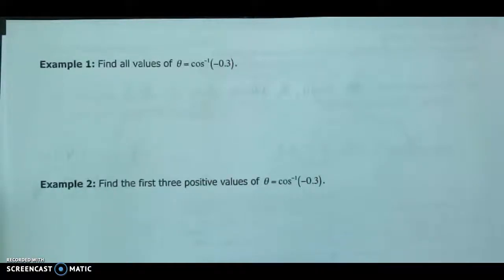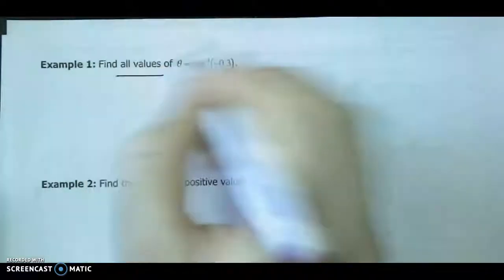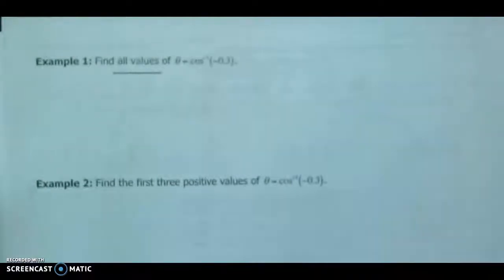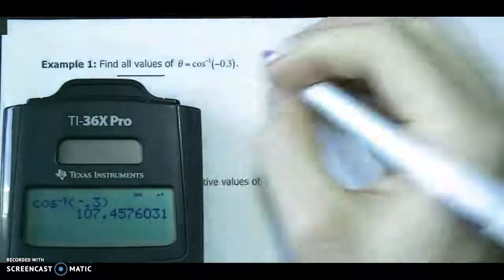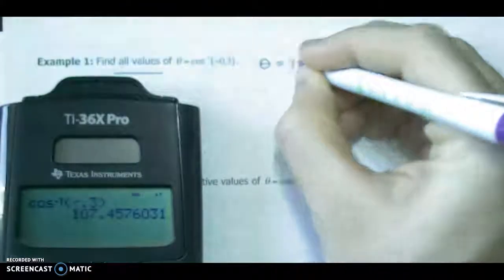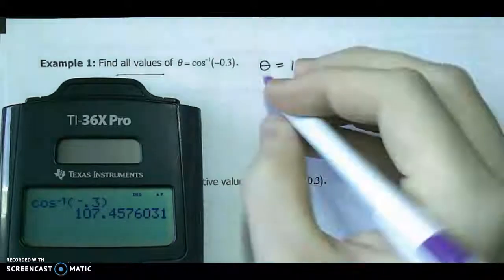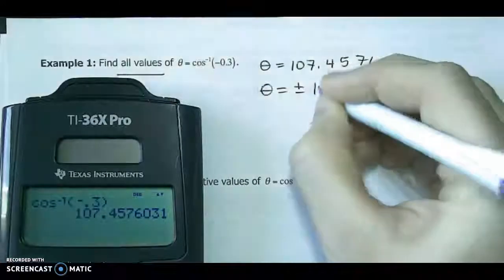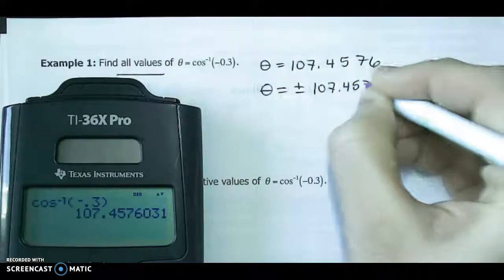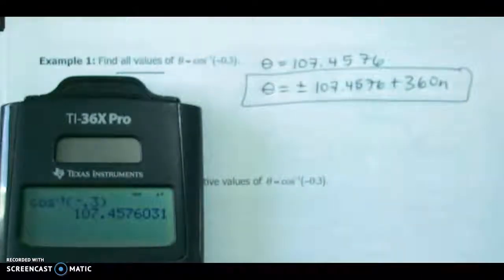Example 1, find inverse cosine of negative 0.3. It's lowercase and it says all values, so they want the general solution. So you would type in inverse cosine and you get 107.4576. And for cosine, you can just do plus or minus 107.4576 plus 360n, and that is your answer.